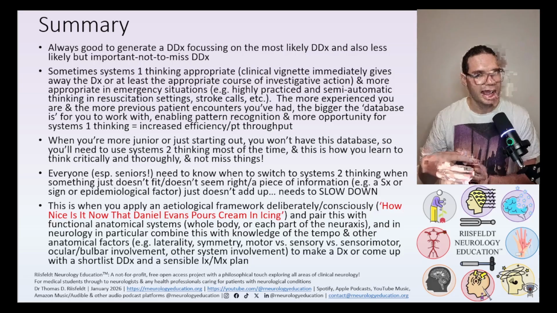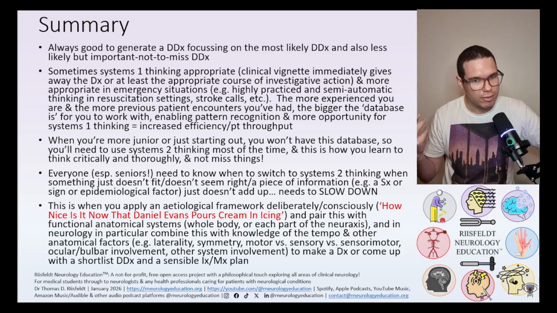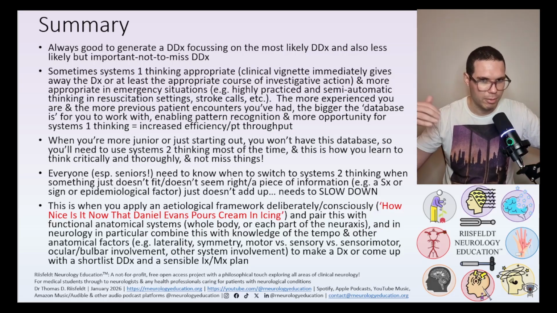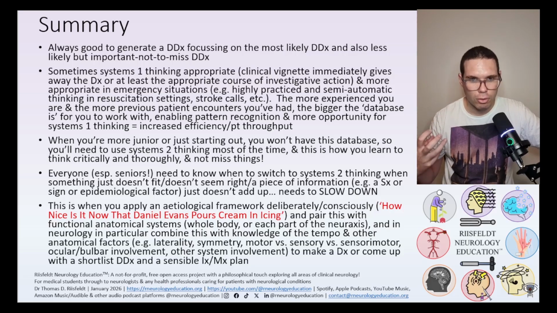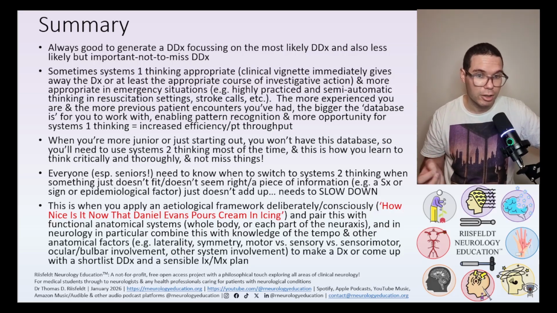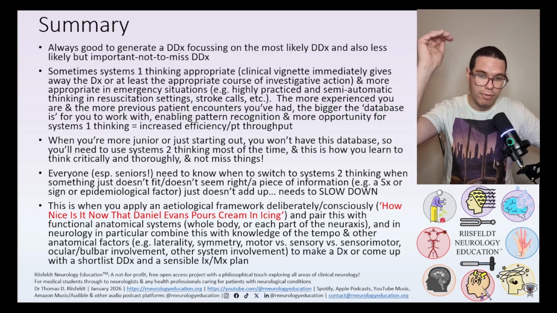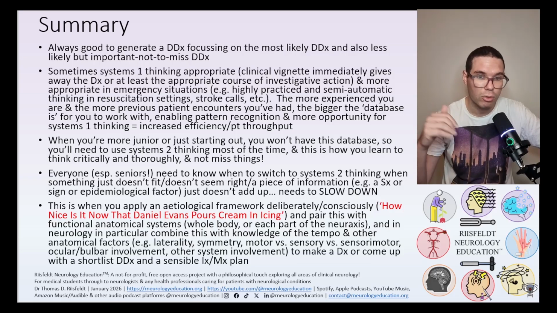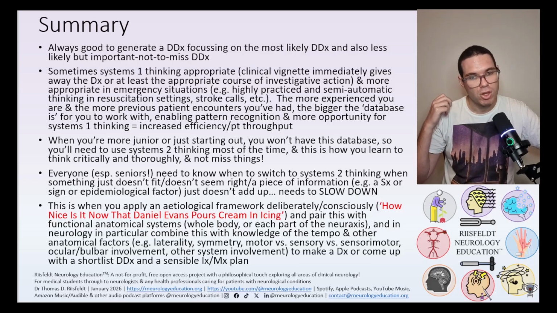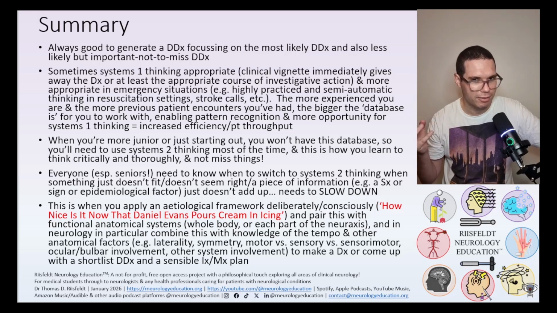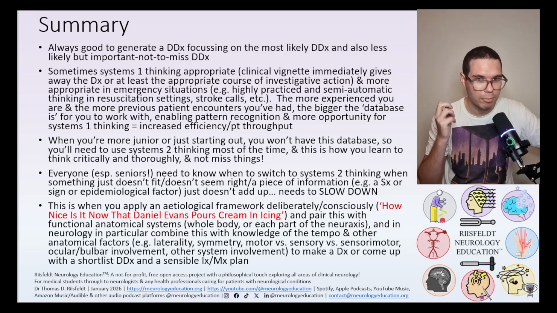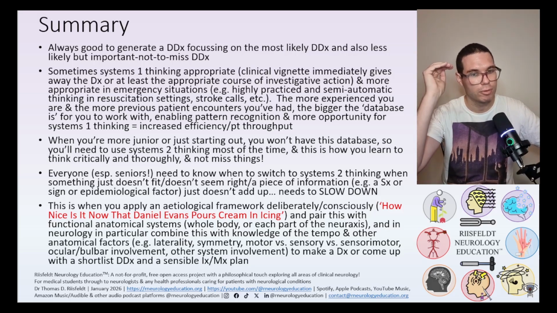So of course, we have our highly, highly practiced and semi-automatic thinking in a resuscitation setting, just following doctors ABCD. And in stroke calls, if you listen to the stroke call episode that I released a few months ago, you have a very structured way of approaching a stroke call so that you don't need to drop onto the floor in a blubbering mess and you can just fall back on your highly practiced semi-automatic way of approaching a stroke call.